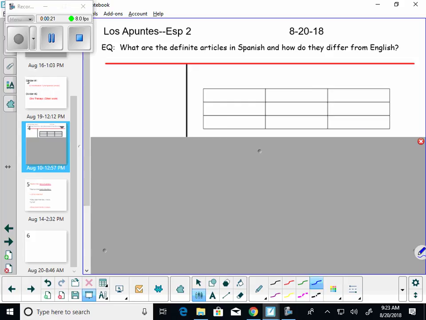Vamos a escribir, right over here, I'm going to put definite article. I'm lazy, so I'm going to abbreviate def art. That's a definite article. If you want to write it out, it's bien. And then I'm going to put the word in English, the. The is a definite article in English. We use that word all the time. The teacher talks a lot about the notes.